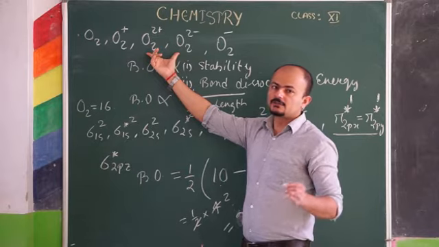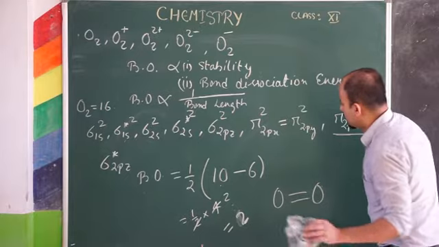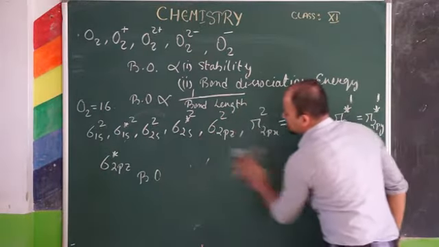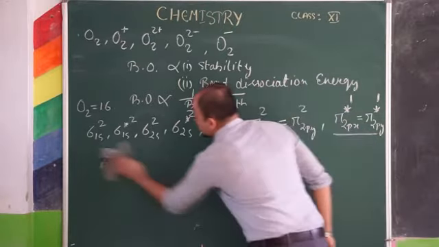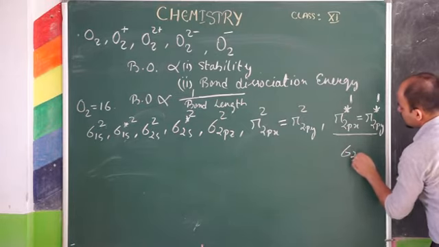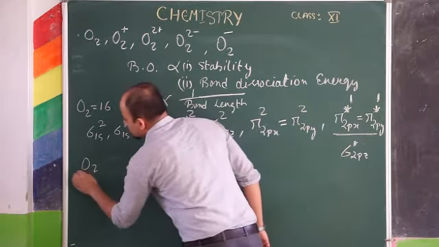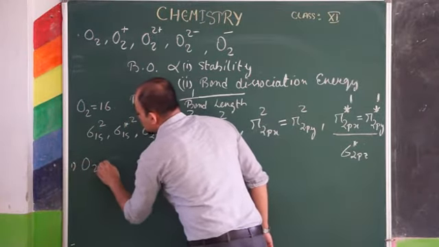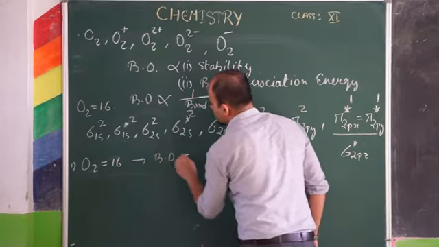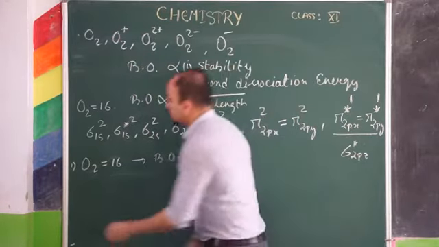Now let's discuss the bond order for these molecules, and after knowing their bond order, we'll discuss their stability. For oxygen, we have already calculated it is 2. Let me write the orbitals here, up to sigma 2pz star. For oxygen, it has 16 electrons and its bond order was 2.